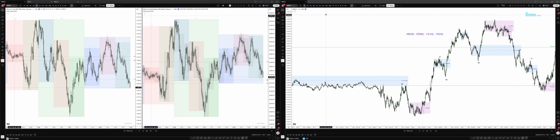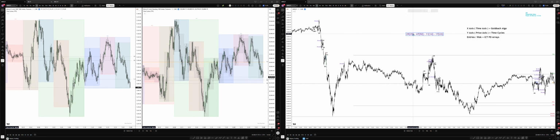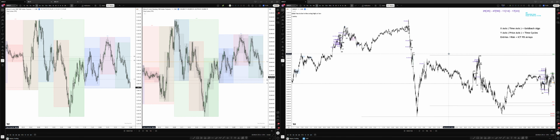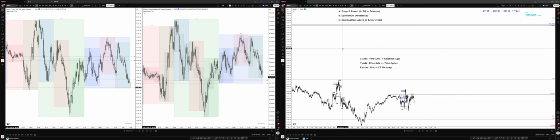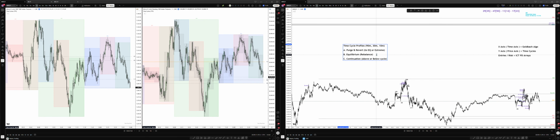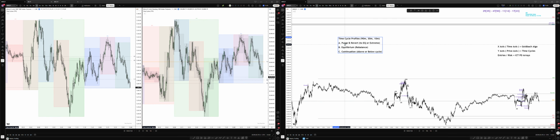Okay, so we have that. All right, so the next thing, bring this guy down. So this is the way I'm using the time cycles. So the 90 minute, the 30 minute, or the 10 minute. I have all those pulled up over here on the left. And then the profiles are purge and revert, either to the equilibrium.